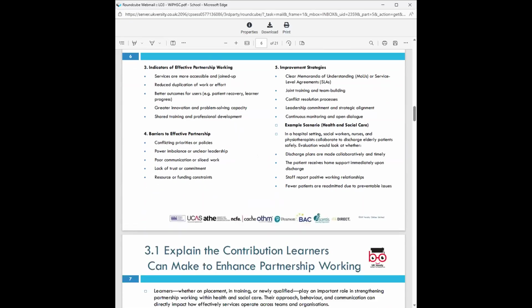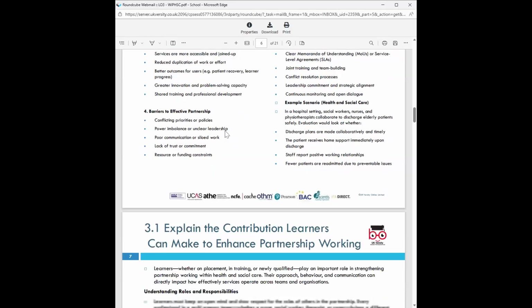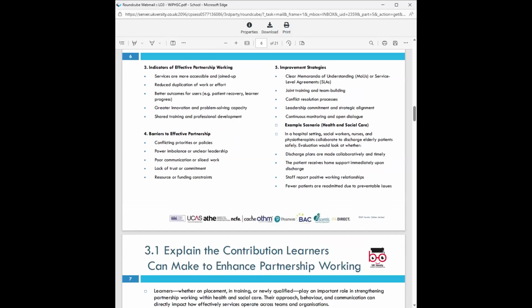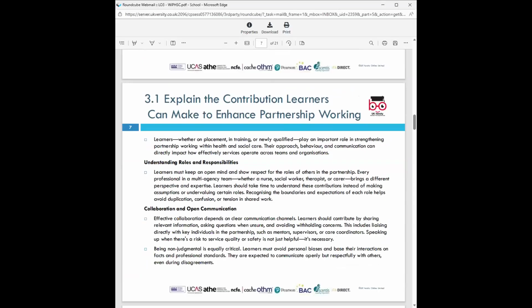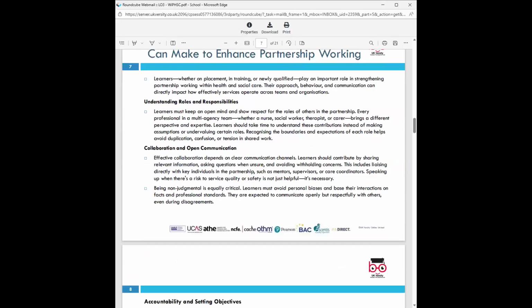The indicators of effective partnership working, and then barriers to effective partnership working, improvement strategies to put in place, and examples of scenarios there as well. 3.1, explain the contribution learners can make to enhance partnership working. They can understand their roles and responsibilities. It's really important that learners understand their contribution, their roles and responsibilities, so that they know what they are doing without any confusion and disruption.